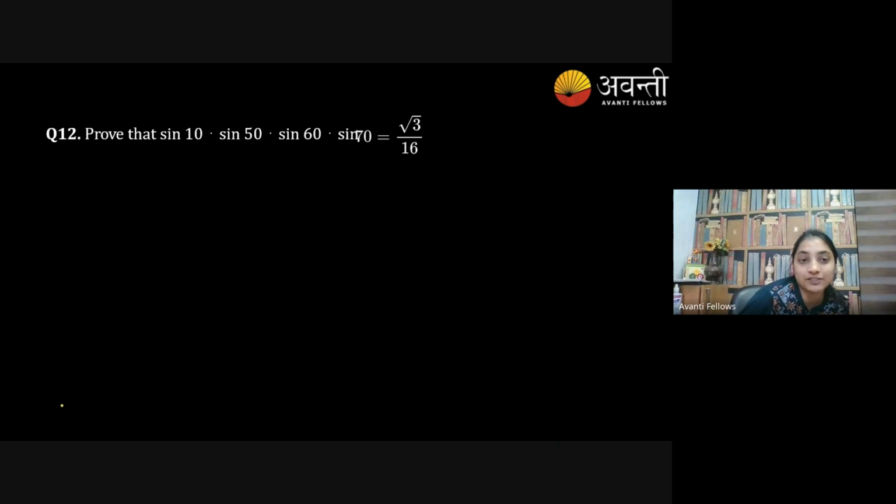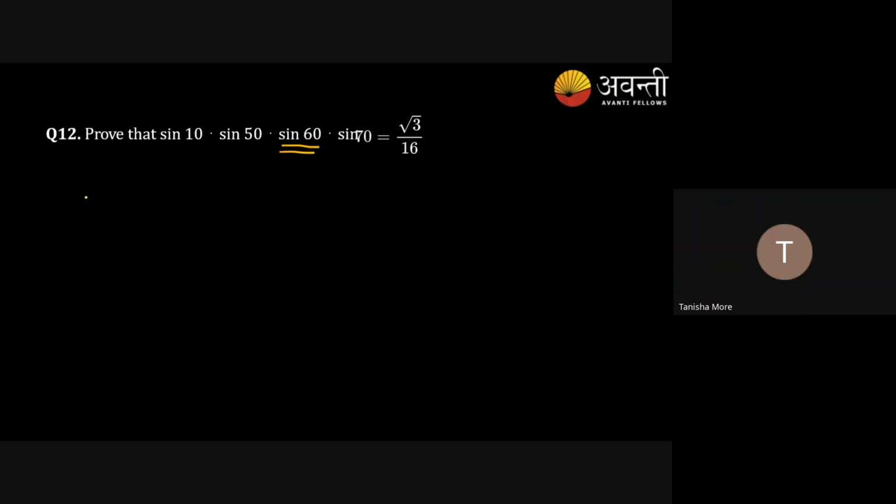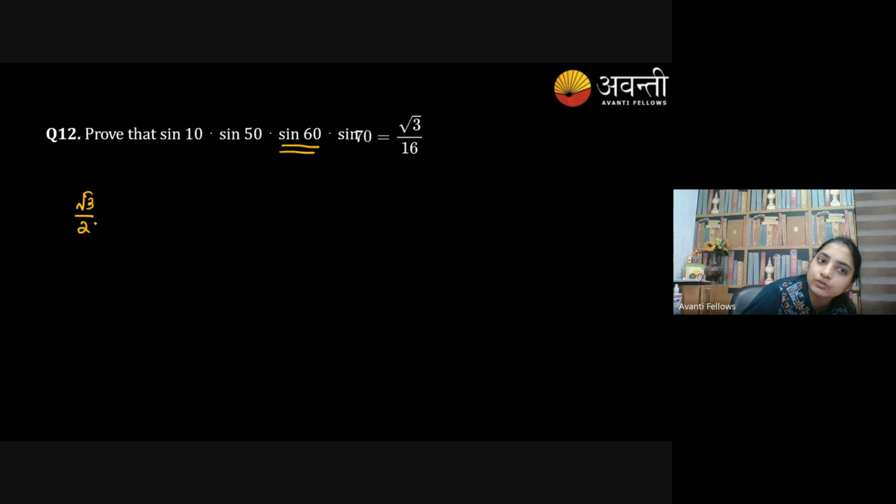Now let's have a magic trick. Everyone knows the value of sine 30 degree, 60 degree. Can I rewrite it as 3 upon 2? So Harini, sine 10 degree. Can I write sine 50 as 60 minus 10 degree? In the same way, sine 70 as 60 plus 10 degree. Oh my God. Can you see the magic?